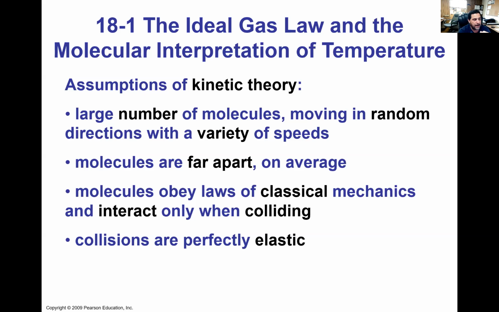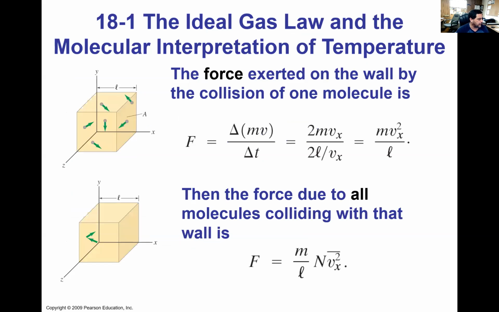So in our initial blush at this for kinetic theory, there is a large number of molecules moving in a random direction at a variety of speeds. That may or may not be true, but that's a fairly safe assumption. The molecules are relatively far apart. The molecules obey classical laws of mechanics and interact with each other only when colliding. Again, may or may not be true, but these are the assumptions that we're making, and that we're assuming that the collisions are perfectly elastic.